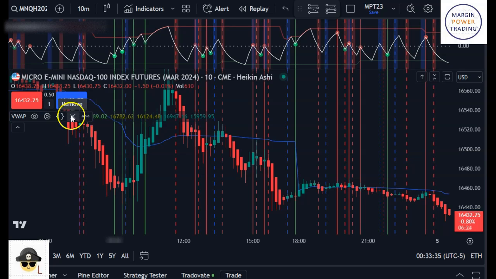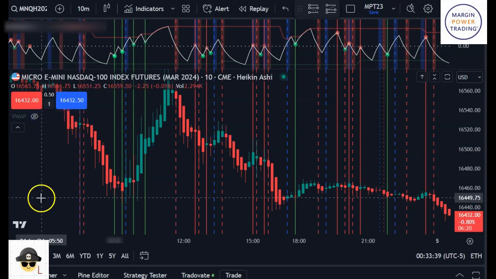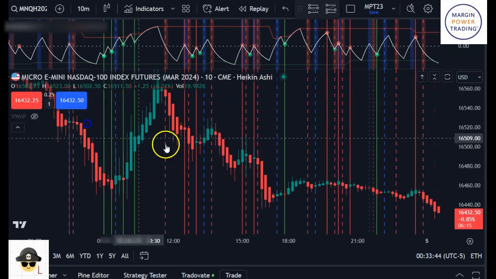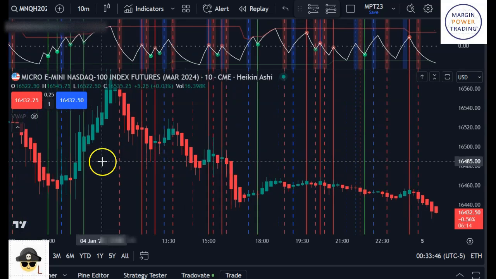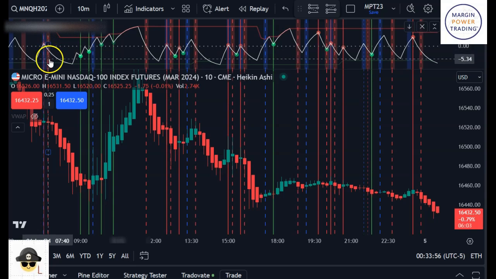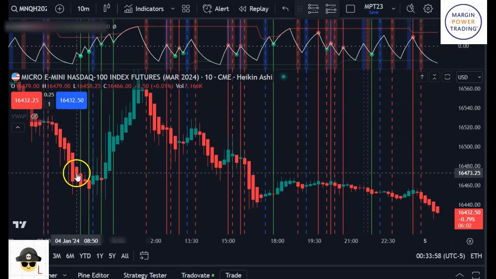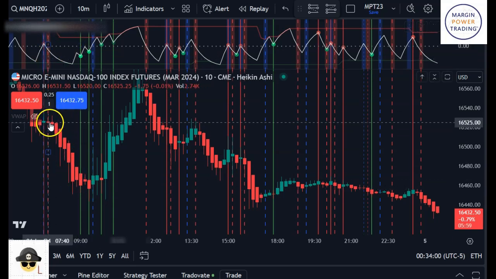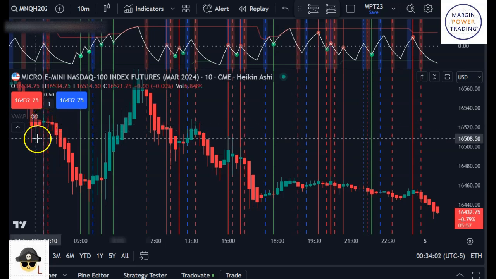We're just going to hide the VWAP for a second so we can get some of that noise out of the way. All right, so we started here. We had a sell signal primary, and then we had a sell signal secondary, and we had a nice sell. Okay, that signal came in somewhere right about.